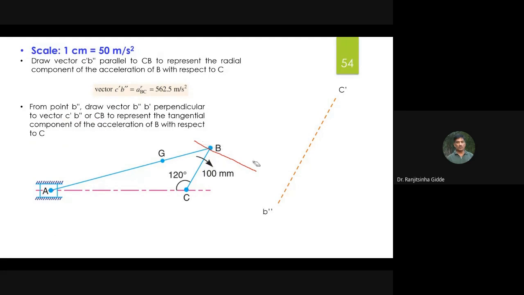So we need to draw a line parallel to this red line which I have drawn, or perpendicular to the red line. This is already perpendicular to it; if you draw a parallel to it with a drafter, that will work.